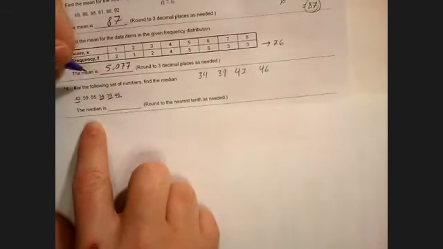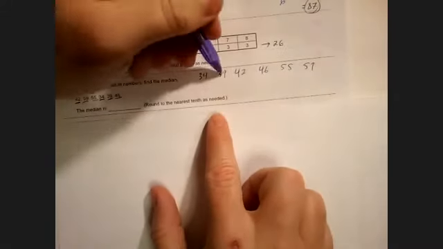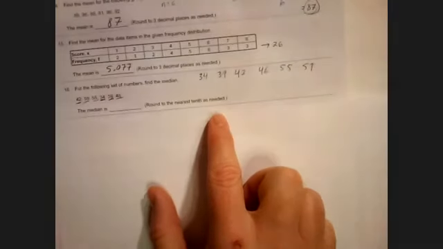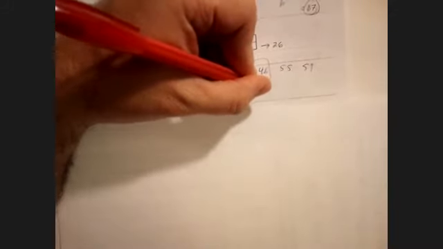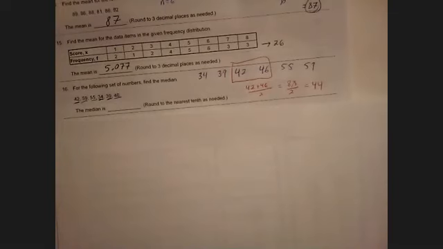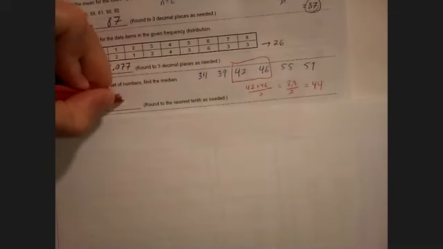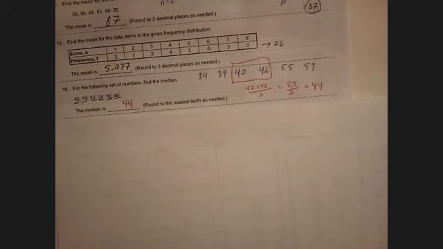46, 55, 59. Okay, how many do we got? 1, 2, 3, 4, 5, 6. Since we have 6 things, we have to take the 2 middles and find the average of those. 42 plus 46 over 2, that's 88 over 2, which is 44. So my median is 44.